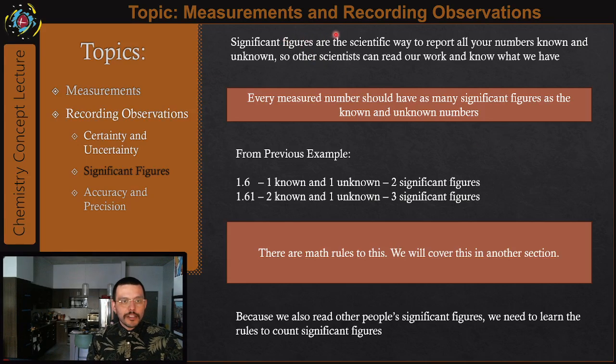Significant figures are the scientific way to report all of your numbers that are known and unknown so that other scientists can read your work and know what you have. So, for example, every measured number should have as many significant figures as the known and unknown numbers. From the Gary example, when he measured 1.6, we had one known and one unknown number. That means that we have two significant figures. When we measured him and he was 1.61 feet, we had two known and one unknown, which is three significant figures.